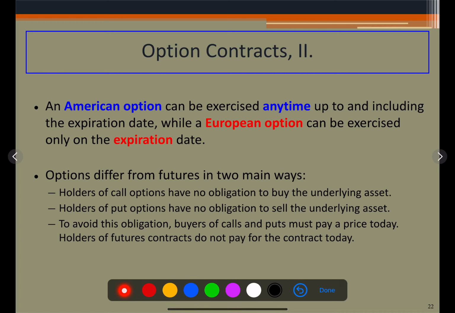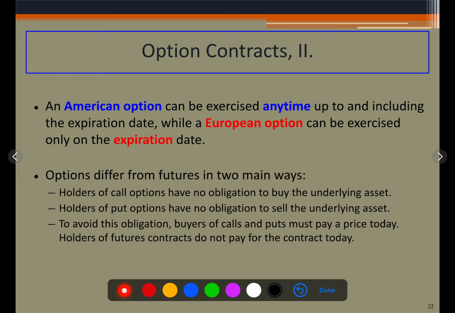There are two types of option contracts: American and European. An American option can be exercised anytime up to and including the expiration date, while a European option can be exercised only on the expiration date. Again, the difference between the future and the option is that the holder of the call option has no obligation to buy the underlying asset. Like in a future, once you enter into a transaction, you have to settle it. You cannot get out of that transaction.